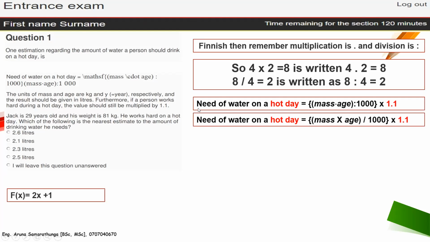So, need of hot water, this is the equation. Need of hot water is equal to this one. This is also during a hot day, so we have to multiply by 1.1. Now, the dot is multiplication, and this double dot is division. I can remove this and put a multiplication mark and a division mark, because that is the way normal, international people know.